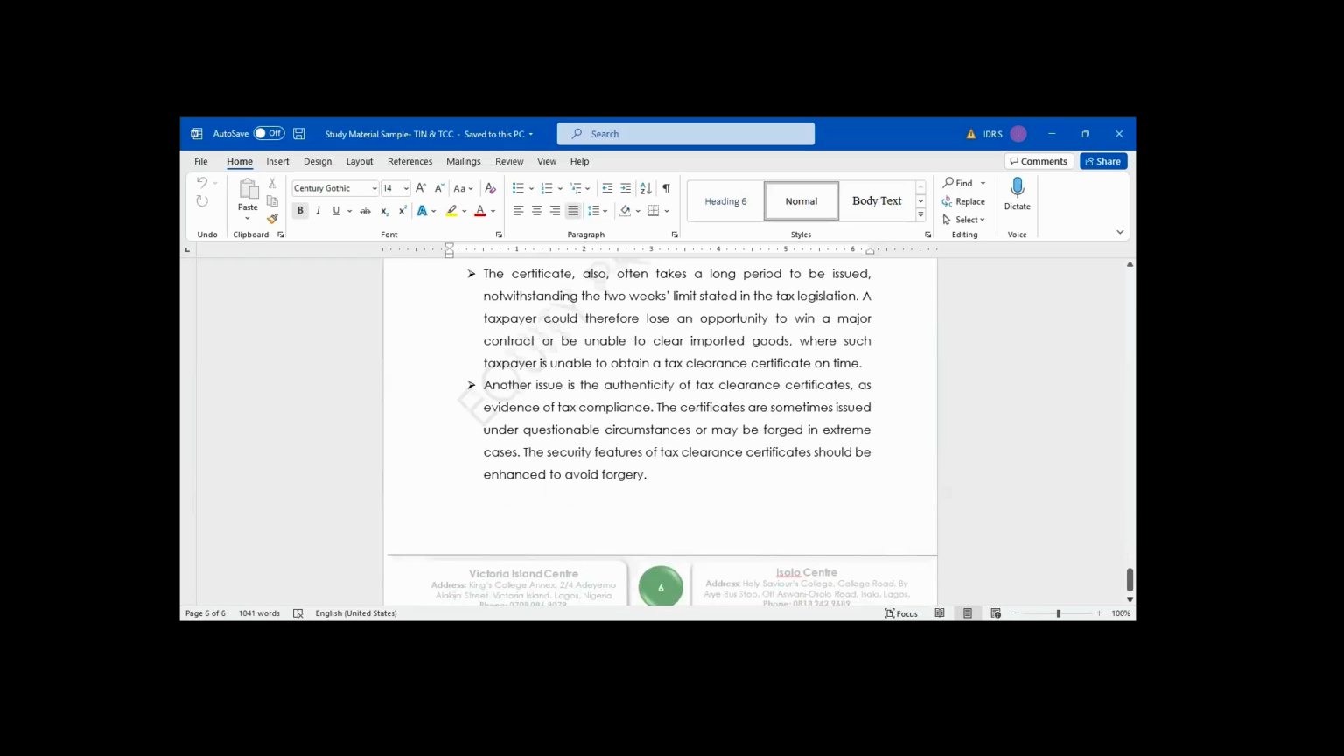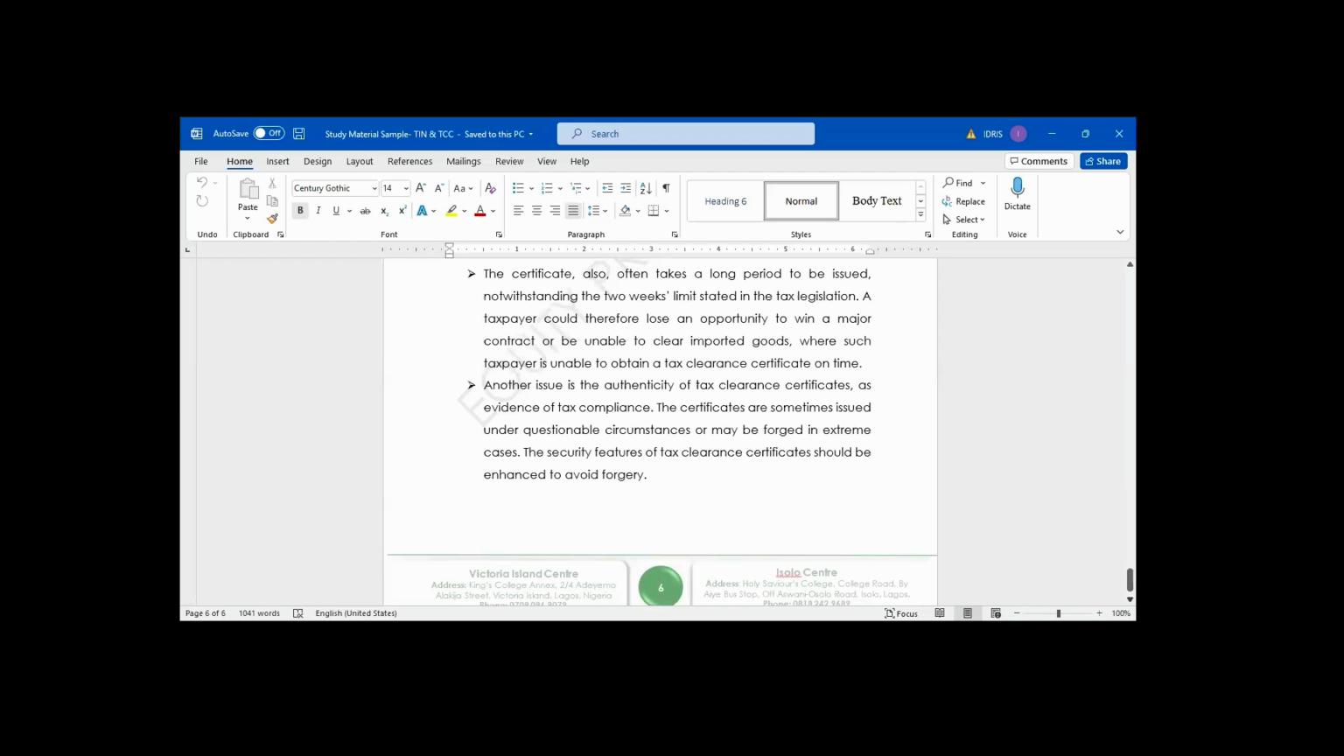Another problem that we may face in the case of tax clearance certificate, sometimes this one is common among the State Board of Internal Revenue. The tax clearance certificate issued to an individual or employee by the state, some of them are not authentic. They are fake. Because that taxpayer does not comply with the tax law, and he needs a tax clearance certificate, so he may outsource it to somebody that let me get tax clearance certificate.